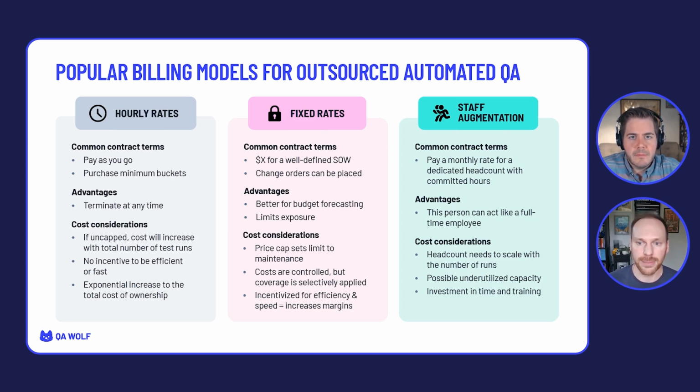So contracts are commonly pay as you go, and a lot of the time you'll purchase a minimum bucket of work. So typically about 4 hours you're going to purchase before they continue doing more work for you. It's a very rare case if you're able to buy 10 minutes at a time or 30 minutes at a time. One advantage to this model is you can usually terminate at any time.